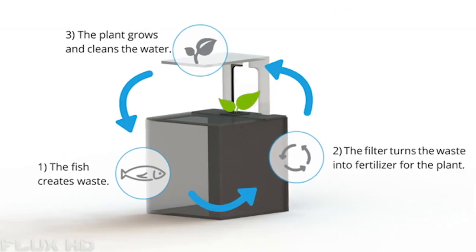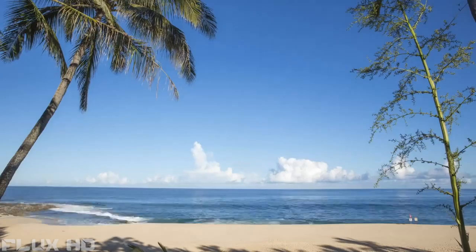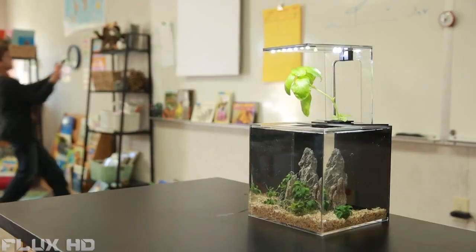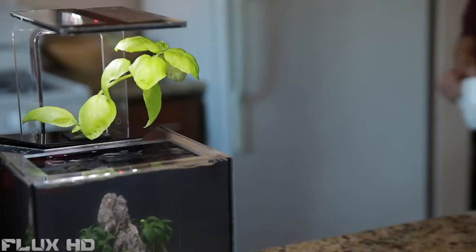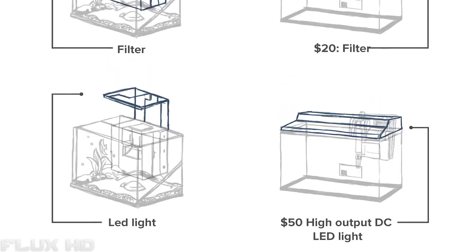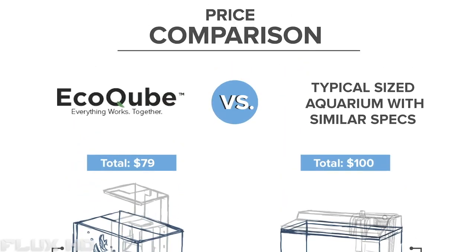Fish create waste that fertilizes the plant, and as the plant grows larger, the aquarium gets even cleaner. It's the same way nature cleans our rivers, lakes, and oceans. This is the best low-maintenance aquarium, period. And it's more affordable than ever. Other aquariums and filters can run over $100. The EcoCube is a better product at a fraction of the cost.